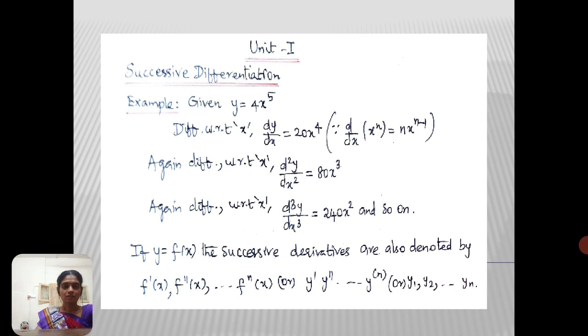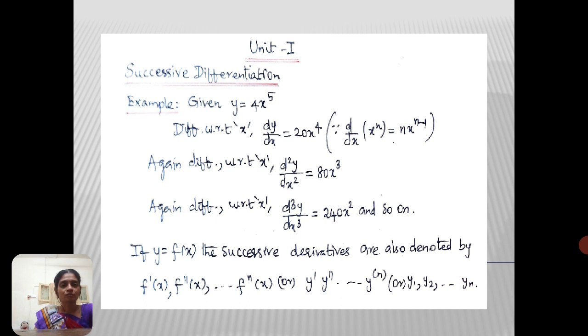We start with a simple example. Suppose we have given y equal to 4x power 5. Differentiating with respect to x, we get dy by dx is equal to 20x power 4. Here we are using the formula differentiation of x power n equal to n into x power n minus 1. Again differentiating with respect to x, we get d square y by dx square equal to 80x cube.